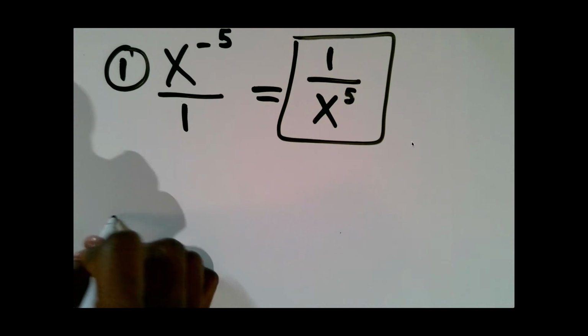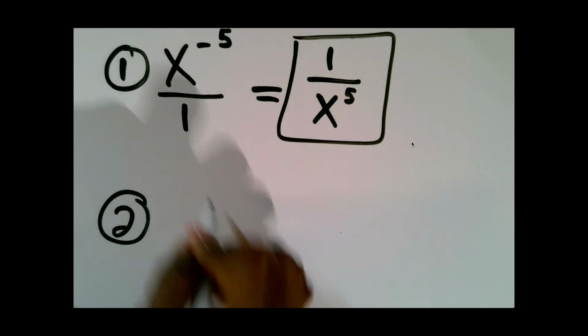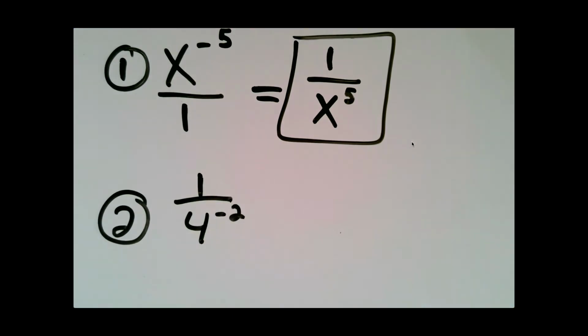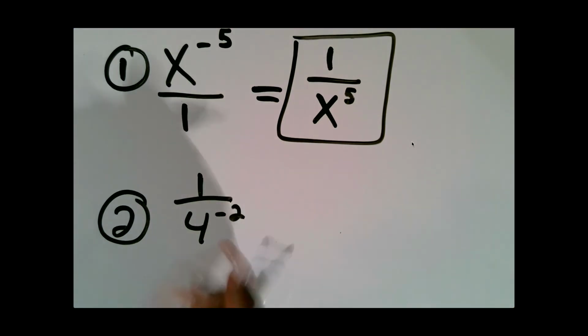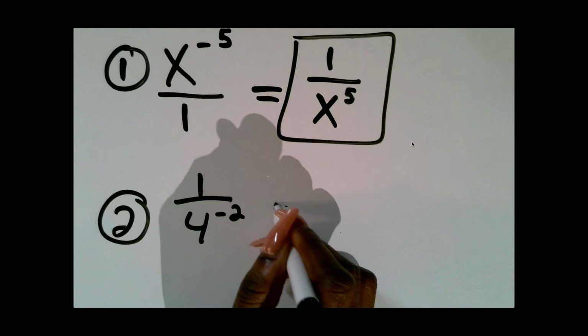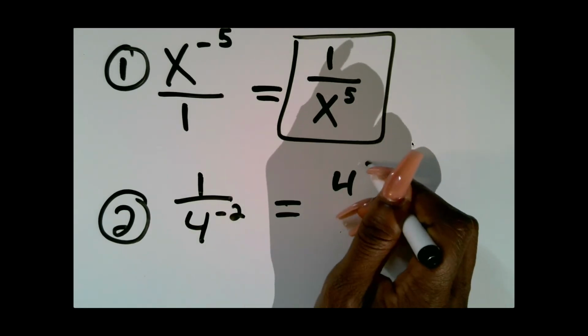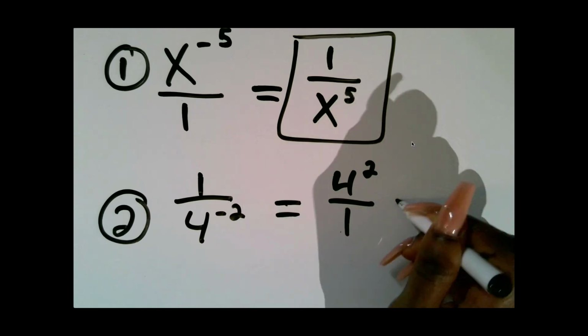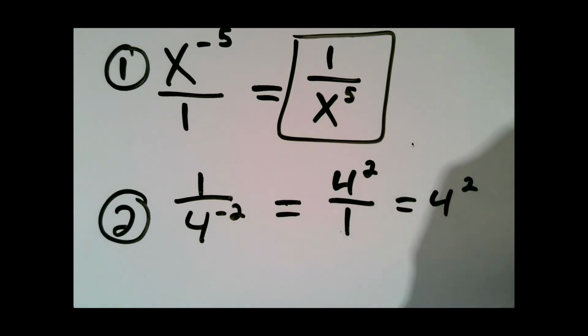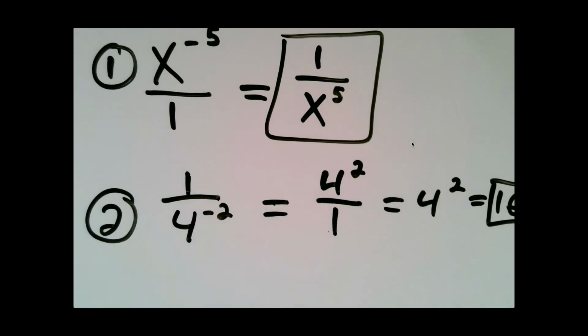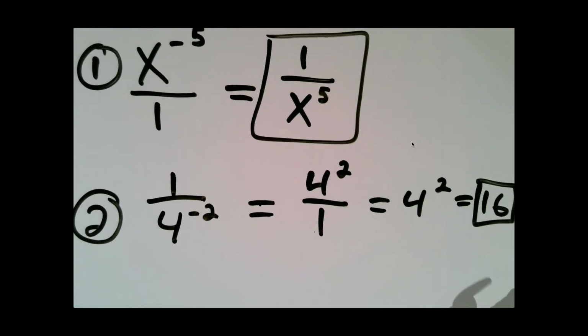Let's do another simple example. Number 2. Let's say we have 1 over 4 to the negative second power. Again, in order to make this exponent positive, I'm going to take the reciprocal. So this becomes 4 squared over 1, which is just 4 squared, which is equal to 16. Remember, take the reciprocal in order to make those exponents positive. Let's look at a harder example.